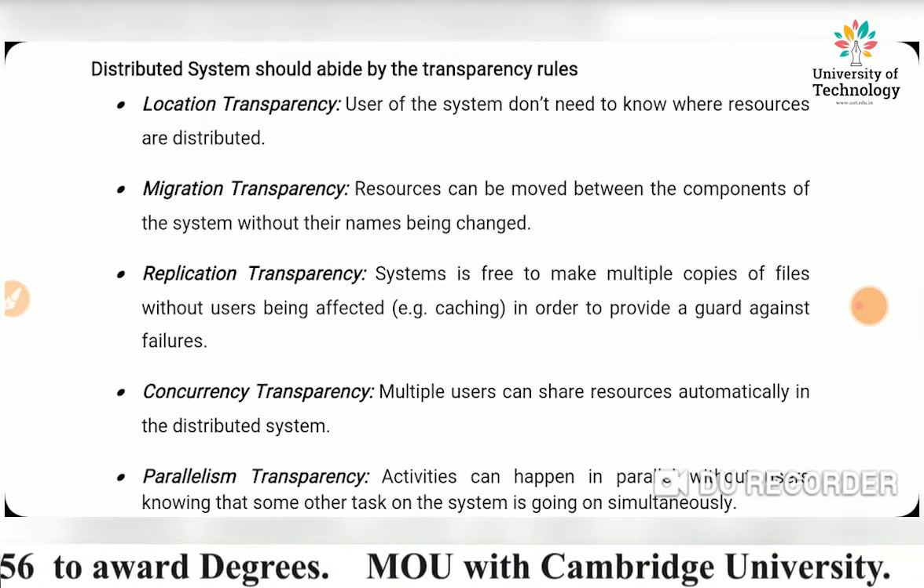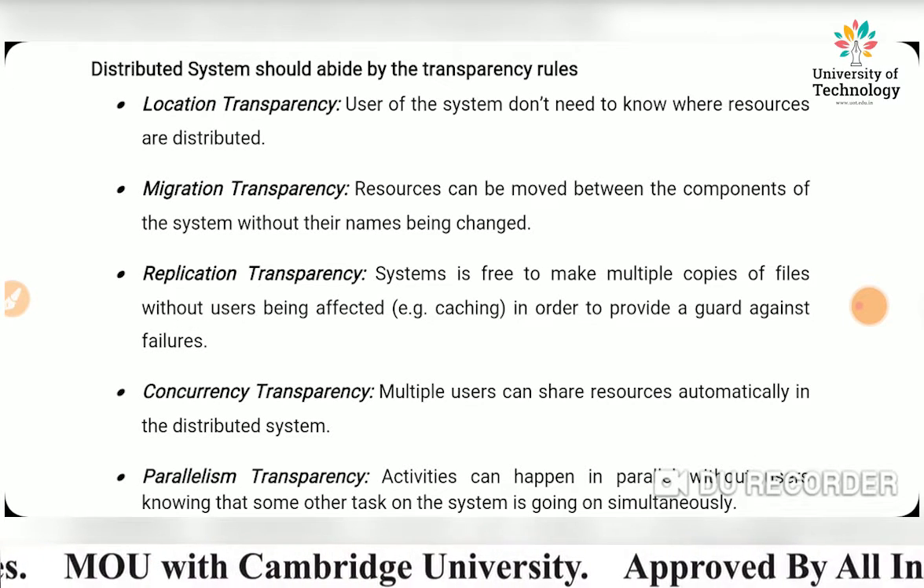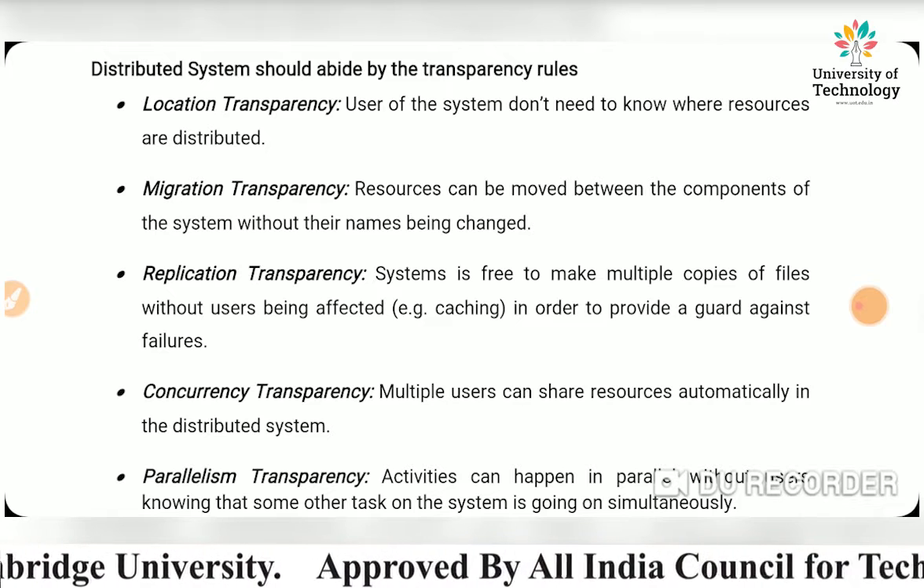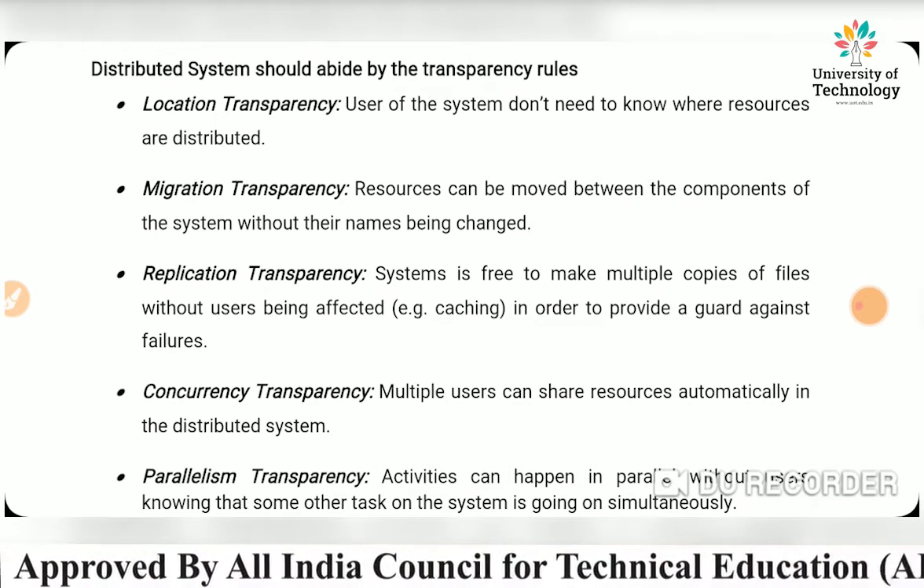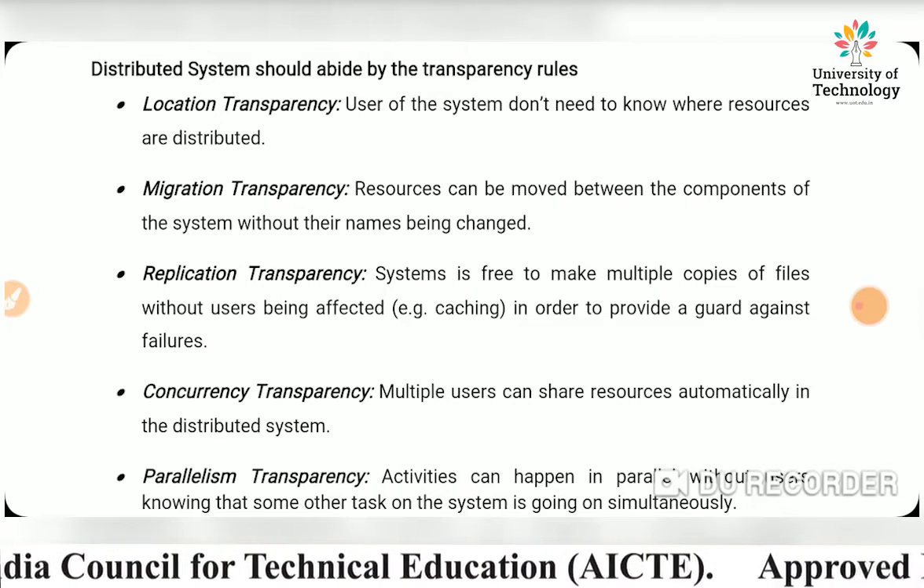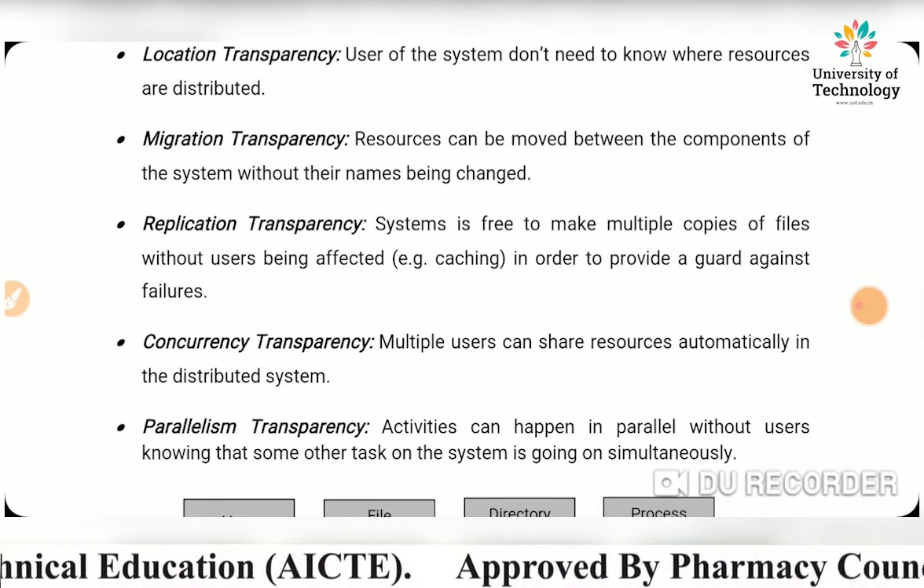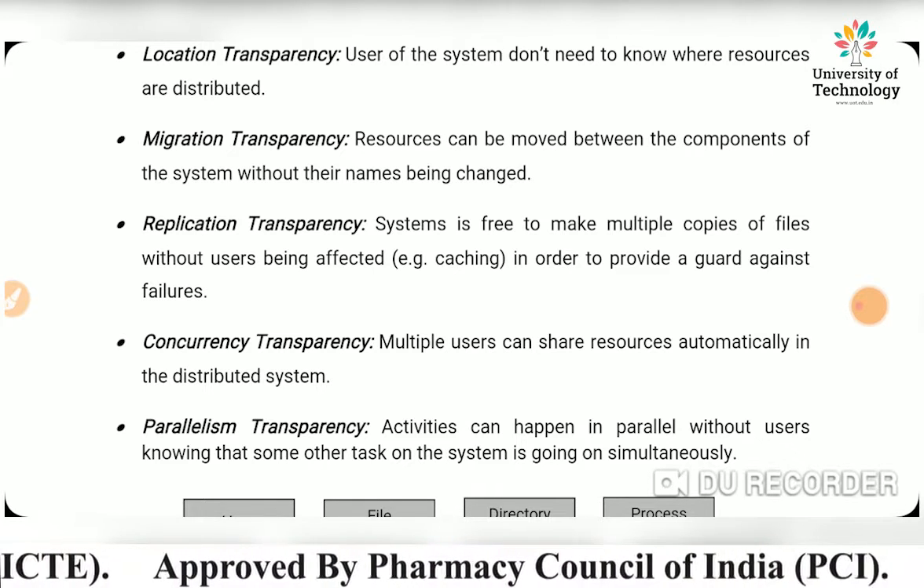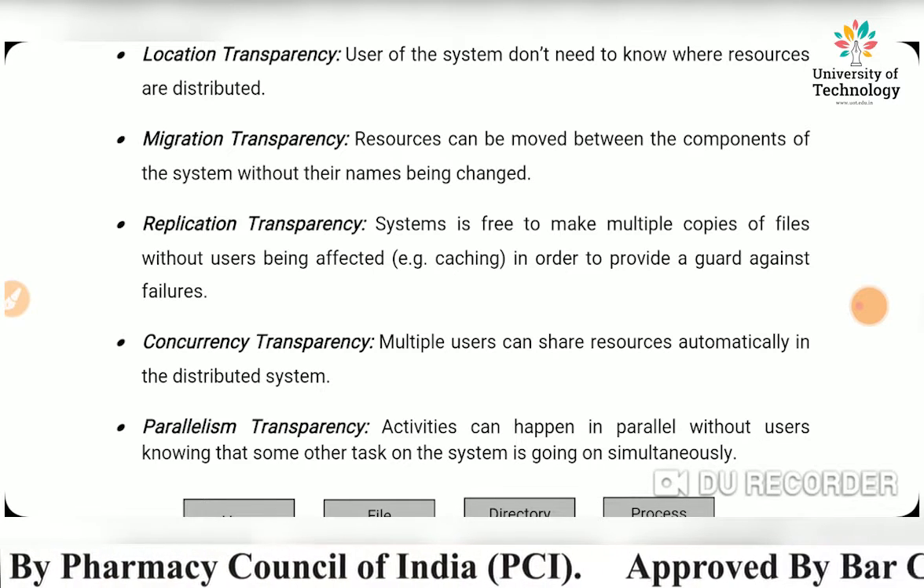Next, concurrency transparency: multiple users can share resources automatically in the distributed system. Next, parallelism transparency: activities can happen in parallel without users knowing that some other task on the system is going on simultaneously.